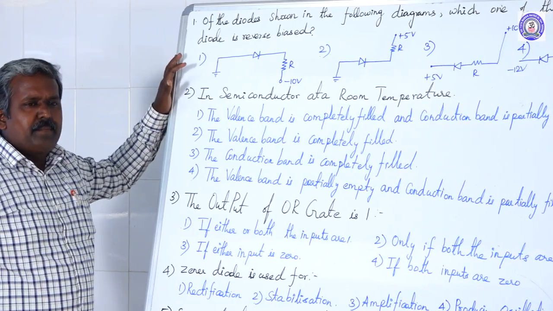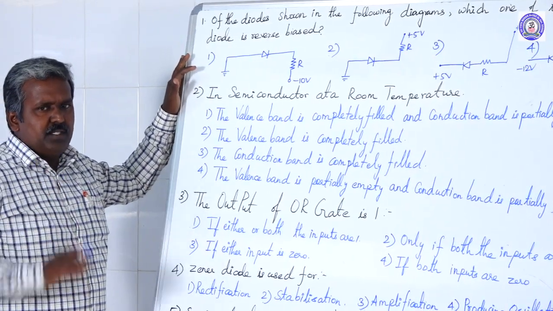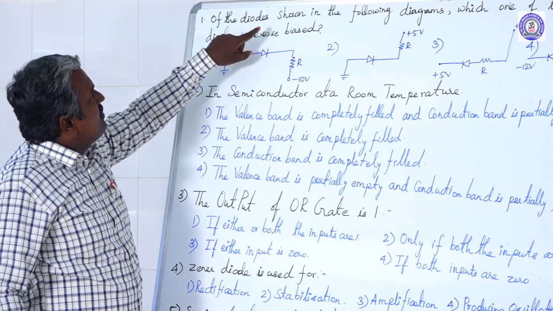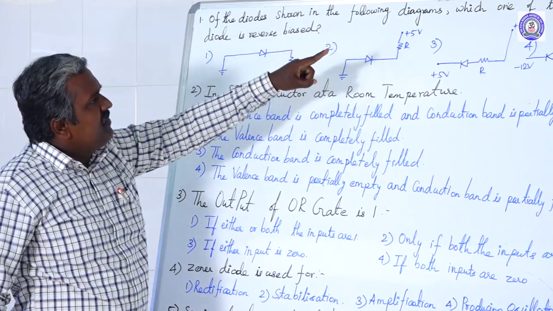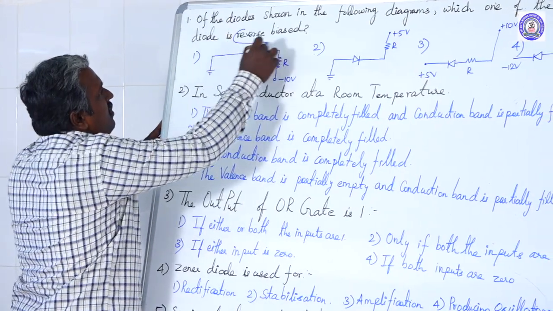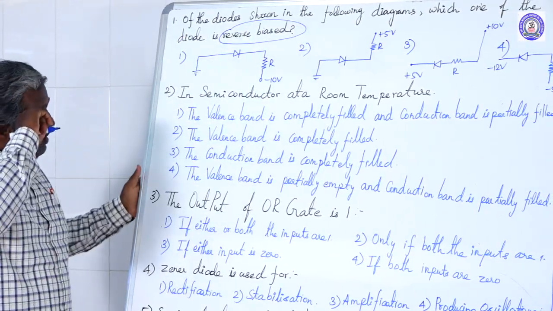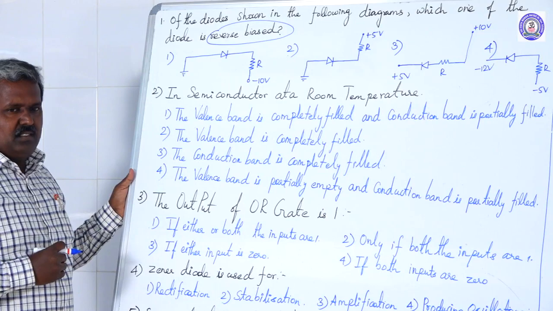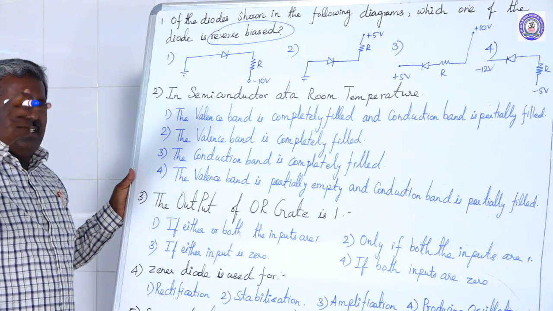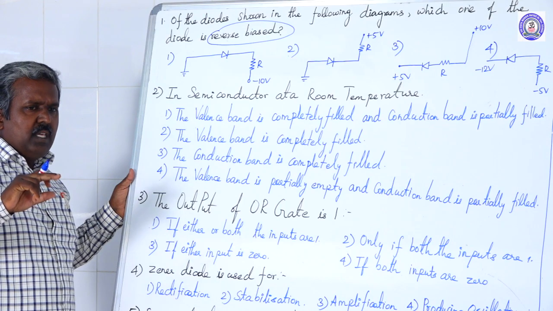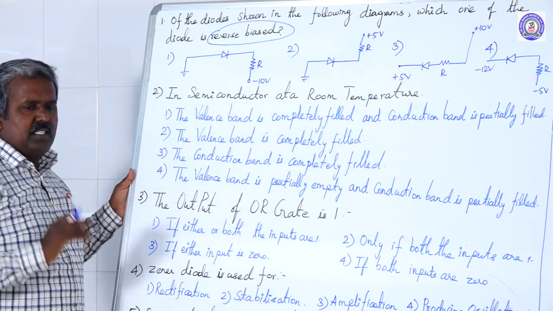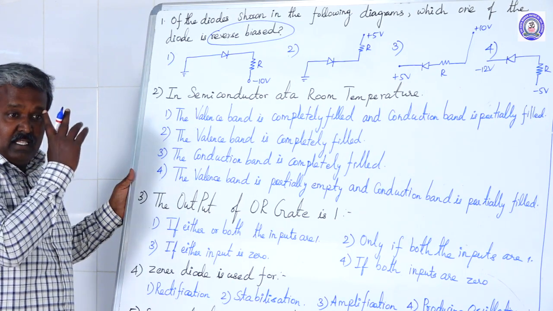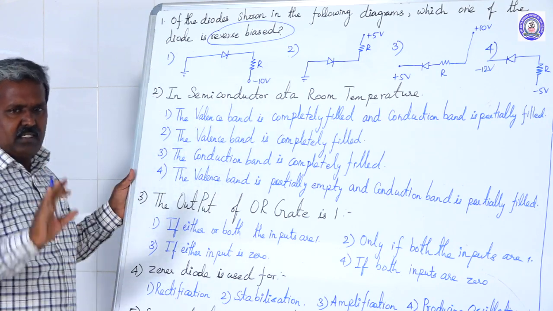Going to discuss about AEPMT questions. Okay, very, very important this. Listen carefully. First one: of the diodes shown in the following diagrams, which one of the diodes is reverse biased? Already discussed about this just now. What is reverse bias? What is forward bias? Positive in P side, negative in N side, or high voltage in P side, low voltage in N side, that is called forward bias. Reverse bias: low in P end, high in N end. That is called reverse bias.